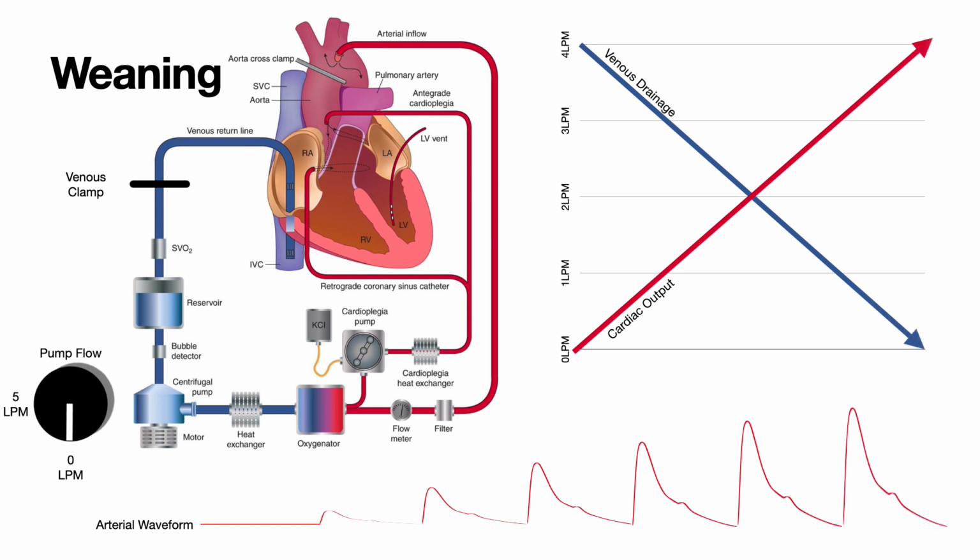This can be done in a stepwise fashion, allowing the anesthesiologist to make adjustments to the pharmacologic regimen and to assess the function of the heart. Failure of the left or right ventricle during the wean would be an indication to return to full cardiopulmonary bypass while the patient is optimized for another weaning attempt.